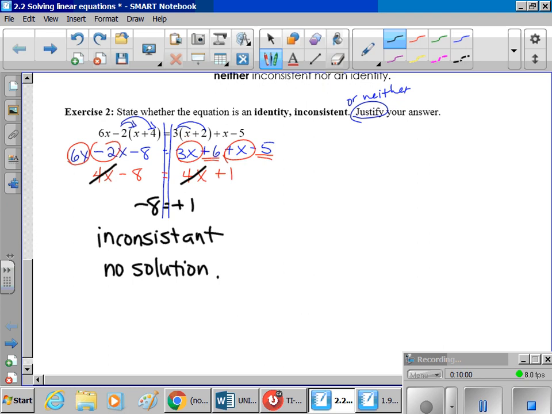All right, justify your answer. We answered the question. First thing it says, state whether the equation is an identity or inconsistent. We answered the question right here, and then we justified our answer right here. So we're okay. We answered the question properly. Write down what you need to, and let's move on to exercise 3.